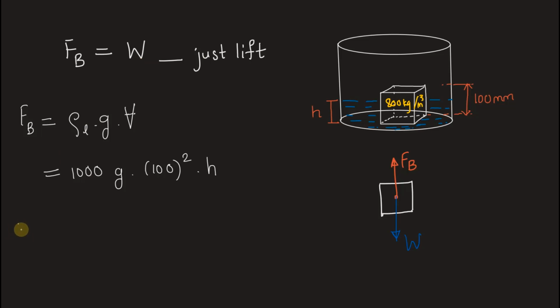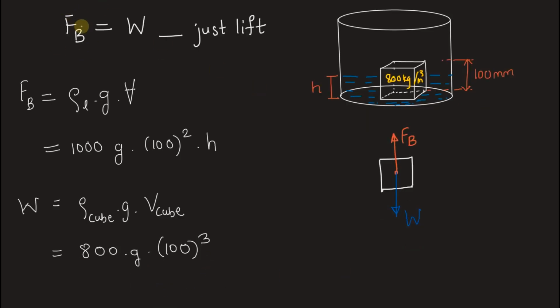Let's find the weight of the cube. Weight of the cube will be equal to its density into g into its volume. So rho of cube into g into volume of cube, which is equal to 800, the density, 800 kg per meter cube. Keep g as it is, and volume of cube will be 100 mm cubed.